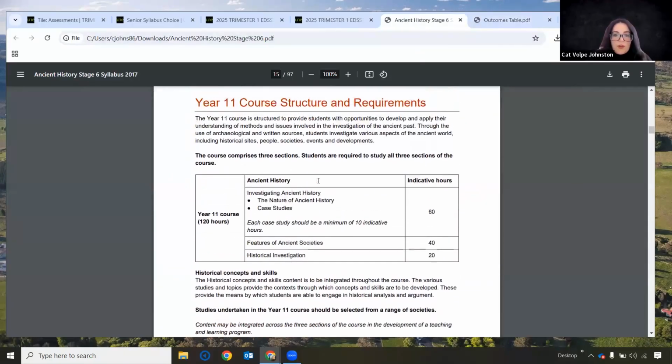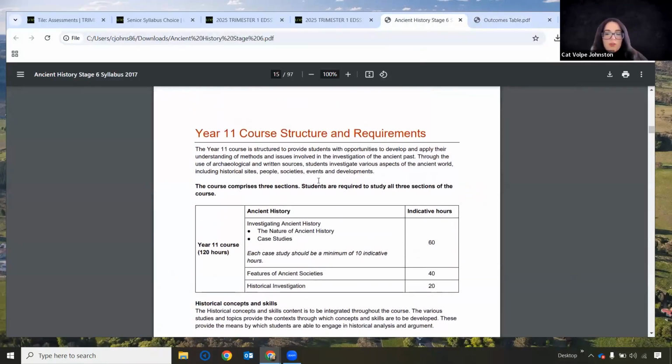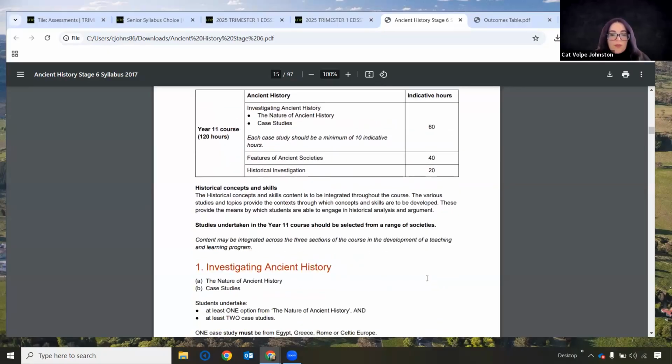Now, this is the important part I want to show you. Course structure and requirements. In year 11, this is designated to 120 hours. So in ancient history, the focus is on investigating ancient history, or 60 hours focusing on the nature of ancient history and different case studies. Each case study should be a minimum of 10 indicative hours. Then for 40 hours, students are looking at features of ancient societies and historical investigation for 20 hours.